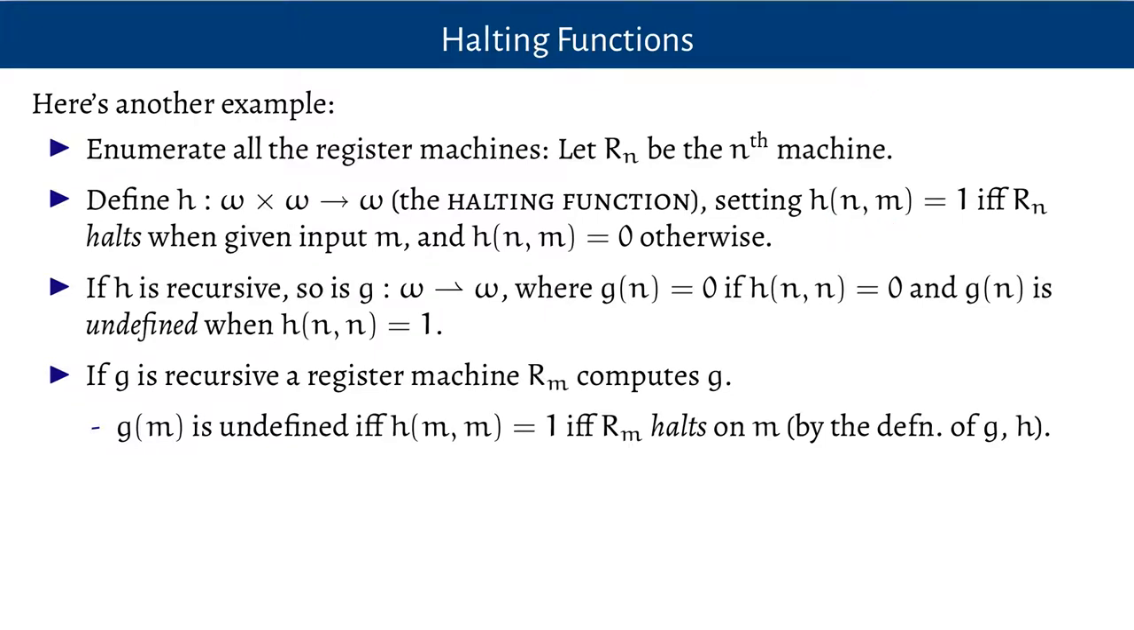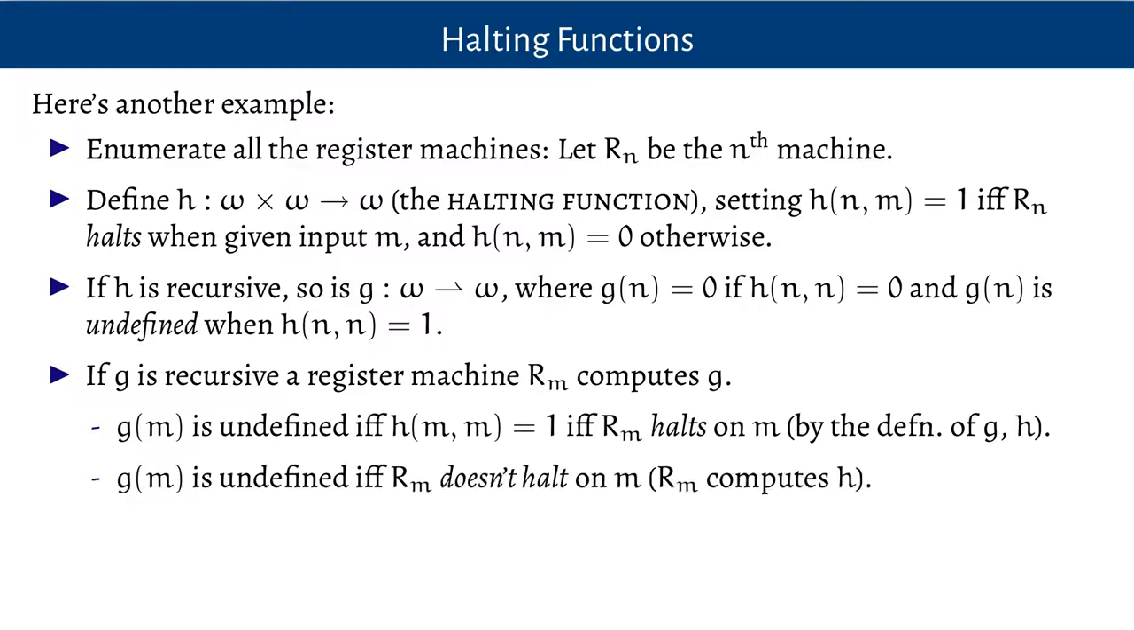Okay, but look at this. That can't work because G is meant to be computed by R of M. So G of M is undefined if and only if R of M doesn't halt on the input of M. That's what it is to say that R of M computes H. So these two things directly clash with each other. This says G of M is undefined if and only if the register machine halts on the input. And this says G of M is undefined if and only if the register machine doesn't halt on the input. Those two things contradict each other.